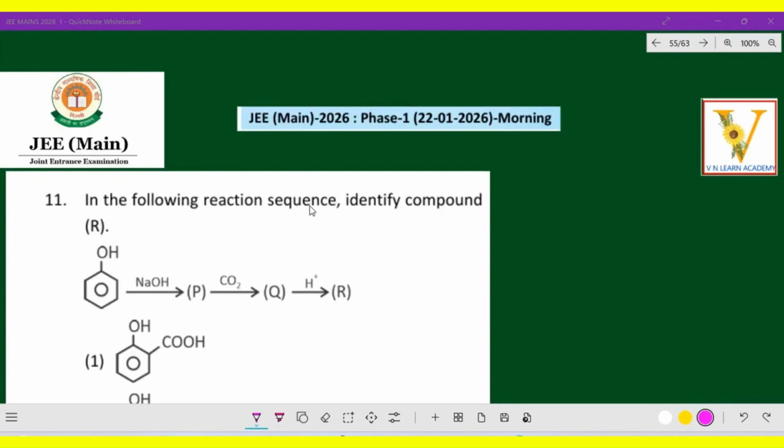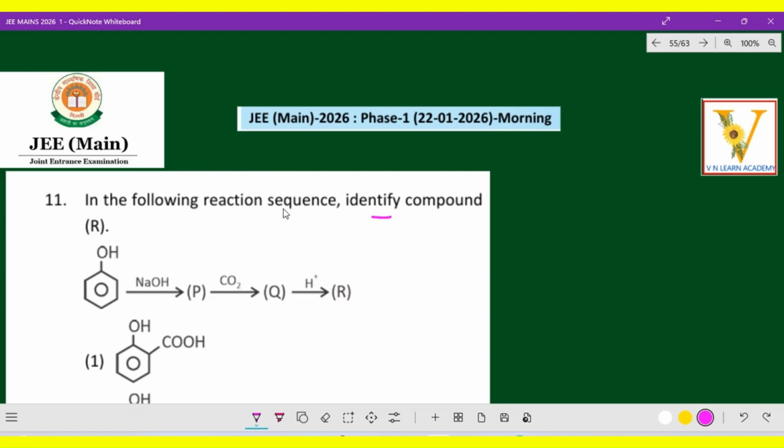Next question. In the following reaction sequence, identify the following compounds P, Q, R. So this is phenol, combined with sodium hydroxide. This is also like a puzzle, it's really interesting. Organic chemistry is so easy compared to physical and inorganic. In physical chemistry there are so many questions in this paper. This is JEE Mains 2026 phase 1, 22nd of January. I think the second day was moderate to higher level compared to yesterday's questions.